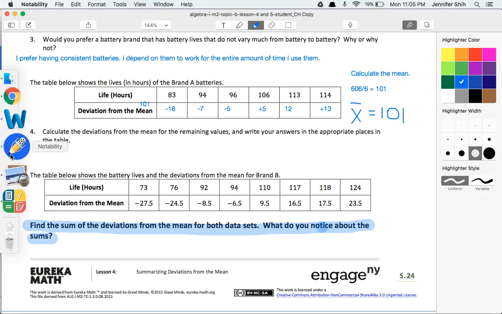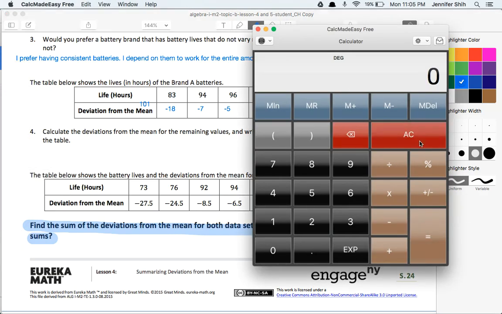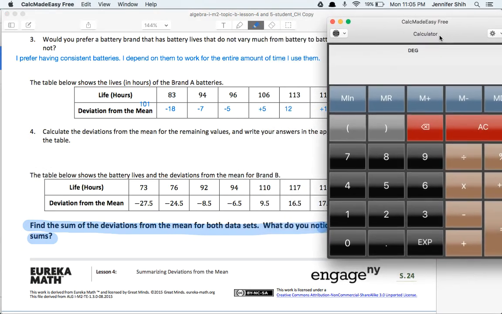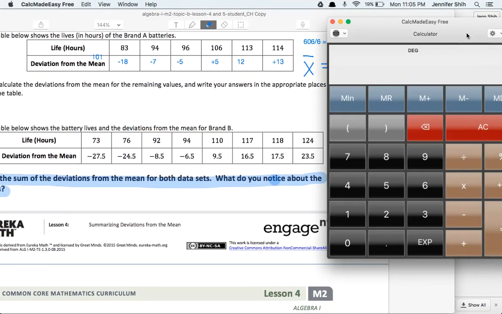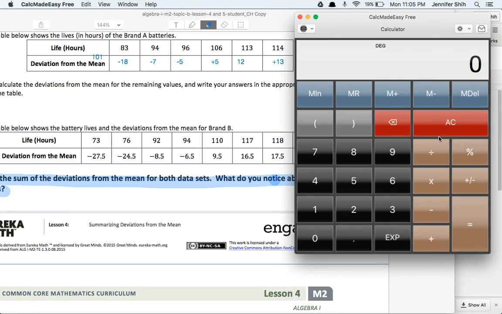Okay. Let's add up the sums of the deviations. Minus 18 plus minus 7 plus minus 5 plus positive 5 plus 12 plus 13. And we get, any predictions? 0.